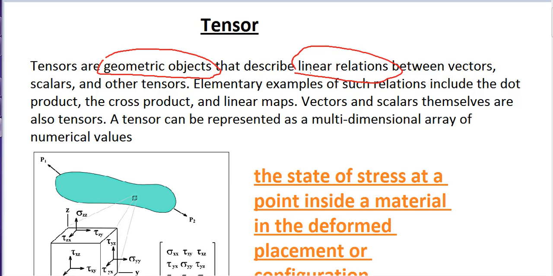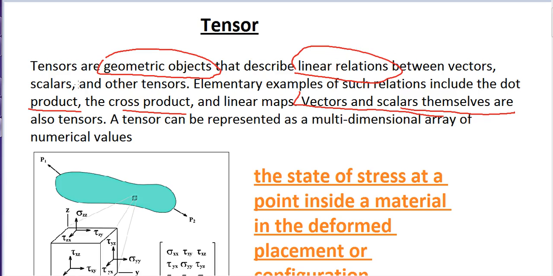Elementary examples of such relations include the dot product, the cross product, and linear maps. Vectors and scalars themselves are also tensors, so it's important to make sure of that. A tensor can be represented as a multidimensional array. It describes every possible aspect of something.